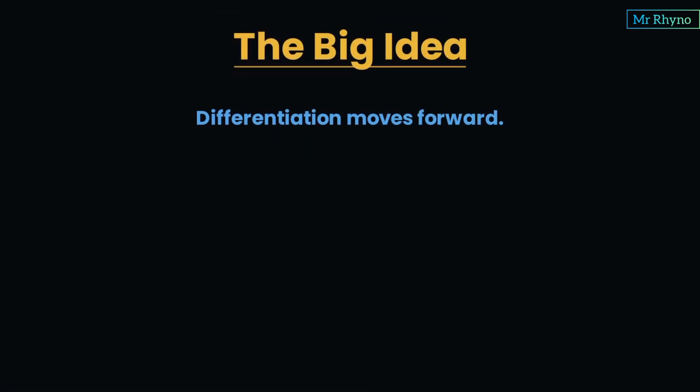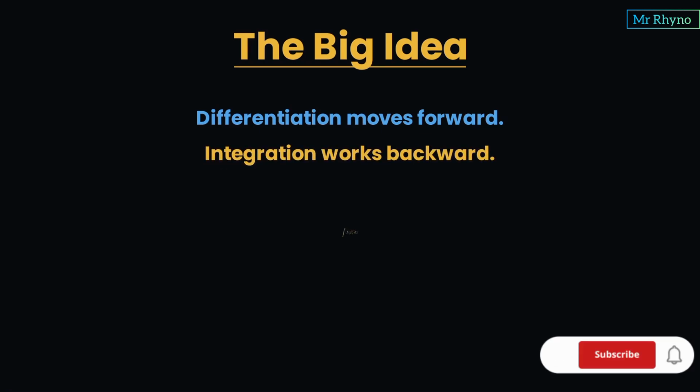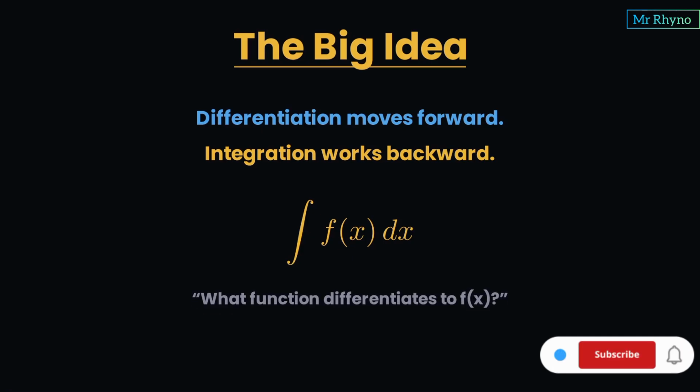So remember the idea, not just the formula. Differentiation moves forward. Integration works backward. When you see the integral of f of x dx, ask yourself, what function differentiates to f of x? Then use the rules you've already learned to find it.